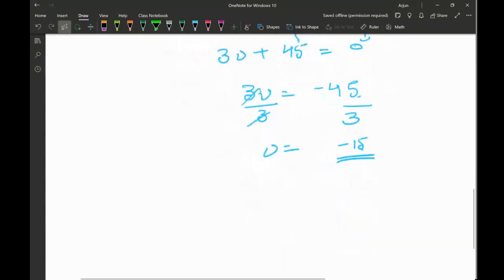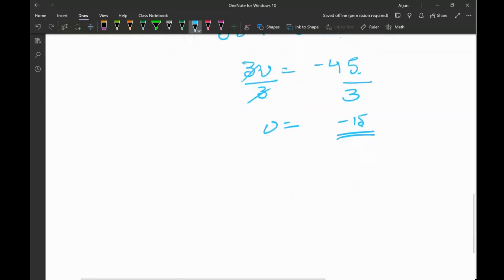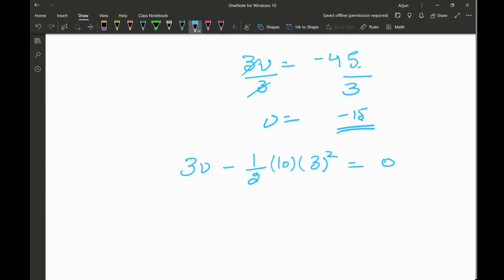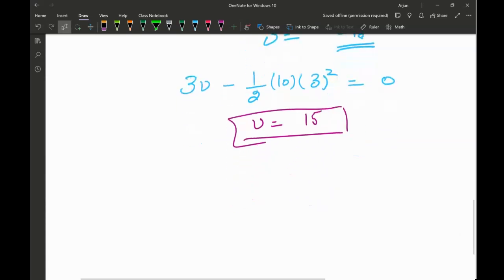Now, I would like you guys to simplify a question. I'm just going to change the values a little bit. 3v minus 1 half times 10 times 3 square is equal to 0. Pause the video and try to simplify this one. The answer for this one, v, should come out to be positive 15. That should be your answer.